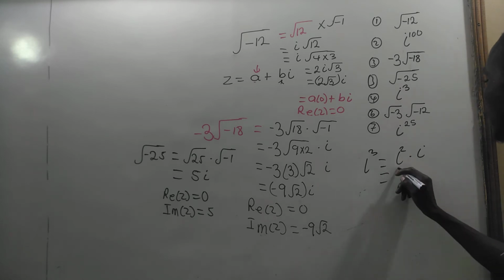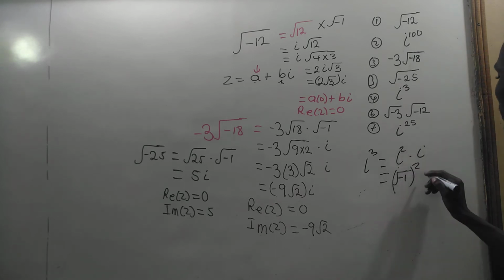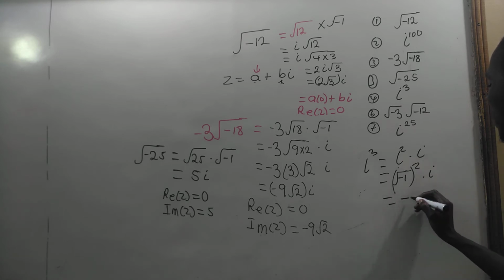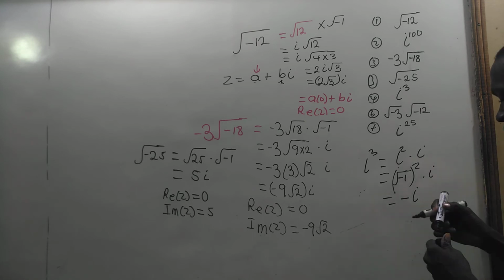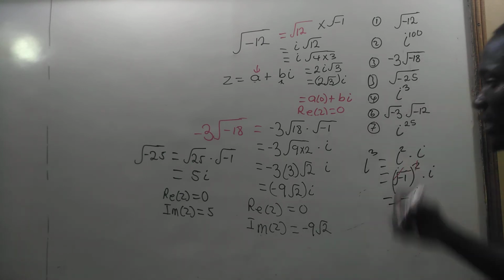Now we know that i is the same as square root of negative 1, and we have said that i squared is the same as negative 1. So we have root of negative 1 squared times i, which will give us negative i, because here the square will cancel the square root. We have negative 1 times i, which gives us negative i. So that is i cubed.